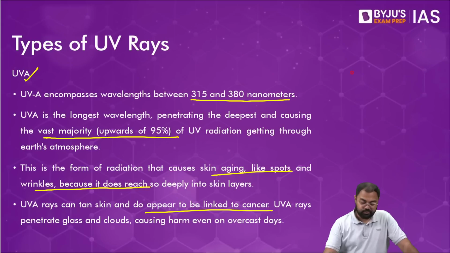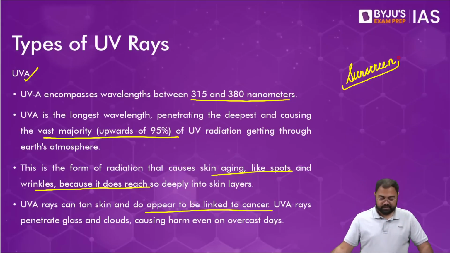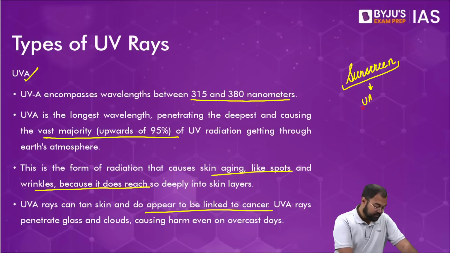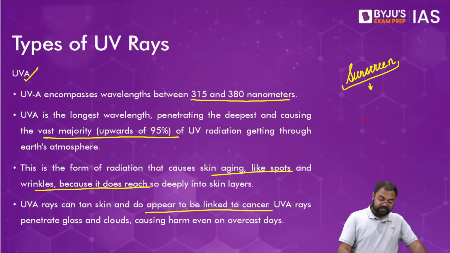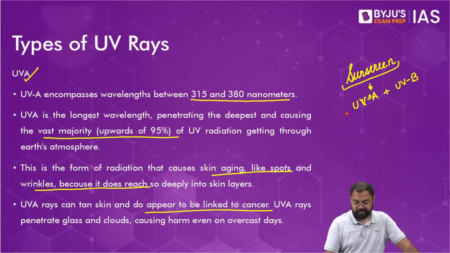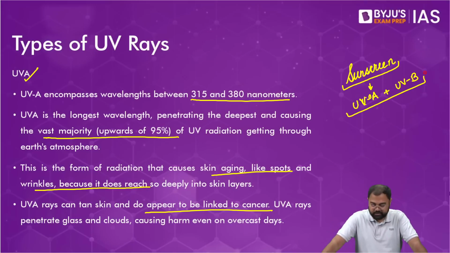So that's why when you look at any sunscreen pouches or their cases, you'll see that they talk about protection against UVA and UVB. When they advertise, they say that they protect you from UVA and also UVB. That is why they say UVA and UVB, because UVA largely because of its volume is harmful, and UVB because of its strength is harmful.